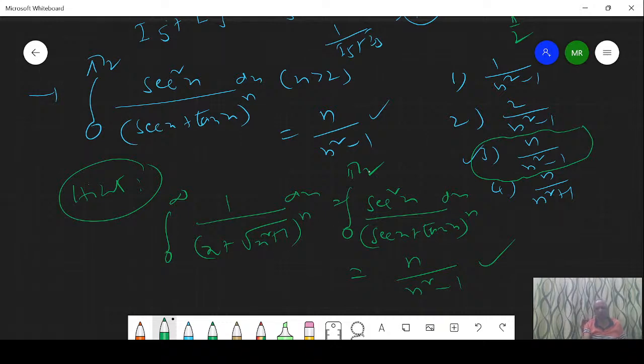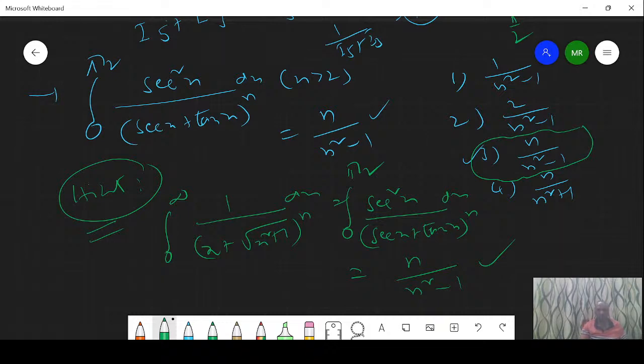Integral 0 to infinity 1 by (x plus root of x square plus 1) whole power n dx is also equal to integral 0 to pi by 2 secant square x dx by (secant x plus tan x) whole power n, and the answer is n by n square minus 1. So this concept, this is the hint. If it is like this, the answer will be n by n square minus 1. We can use this right here.